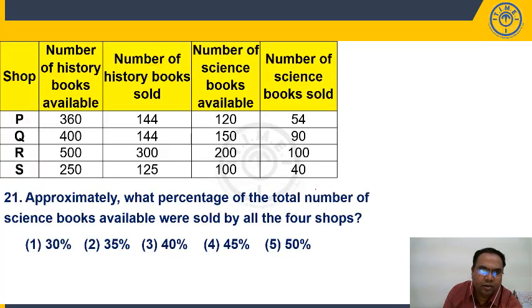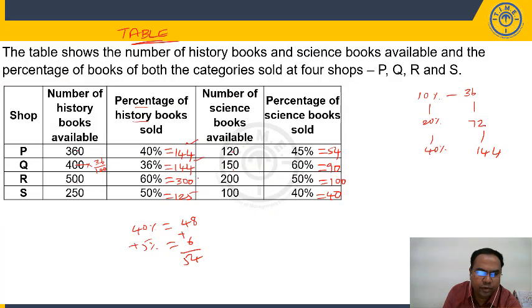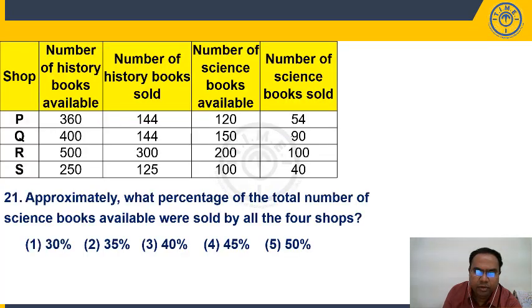See, number of history books: 144, 144, 300, 125. Look at science books: 54, 90, 140. Okay. Let us take up question number 21.